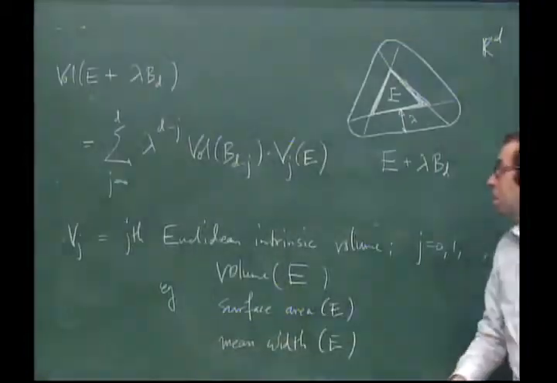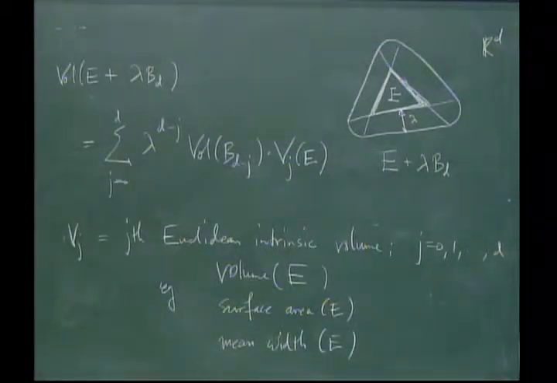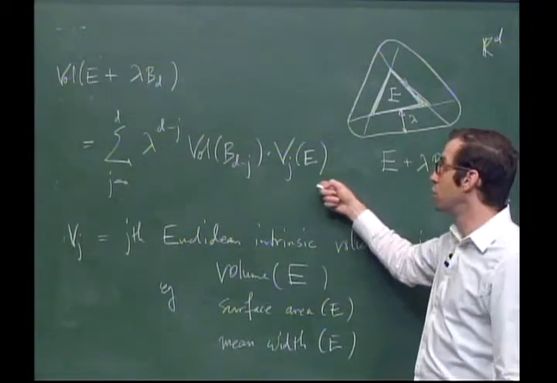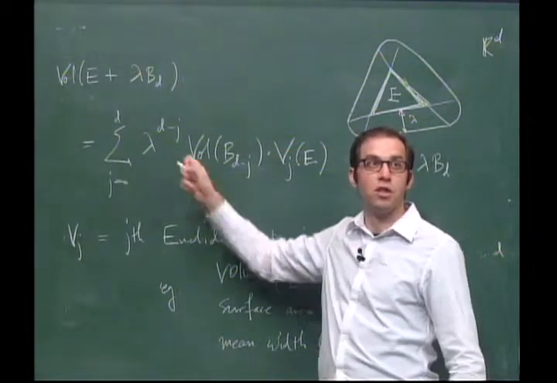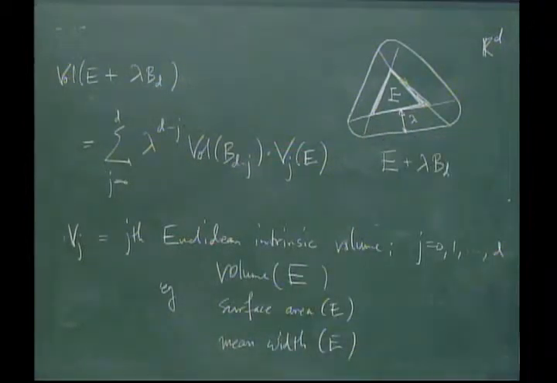And that's it. So the volume of the parallel body factors into the intrinsic volumes and functions of this parameter lambda. So it's a stunning fact, but the picture tells you everything. Okay. Any questions on Steiner formulas for Euclidean compacta?